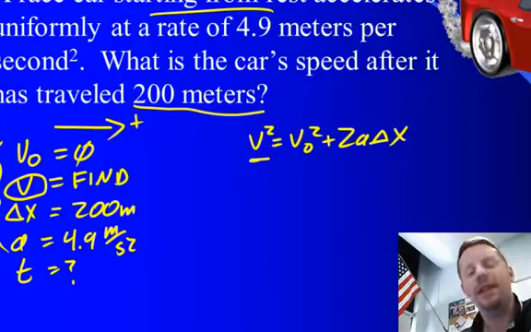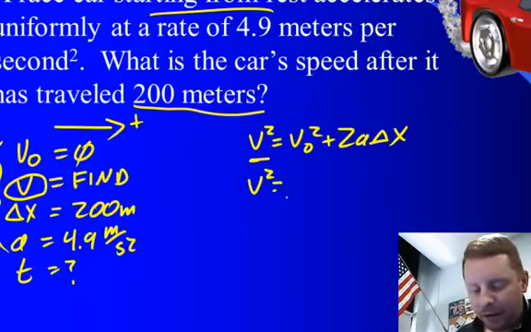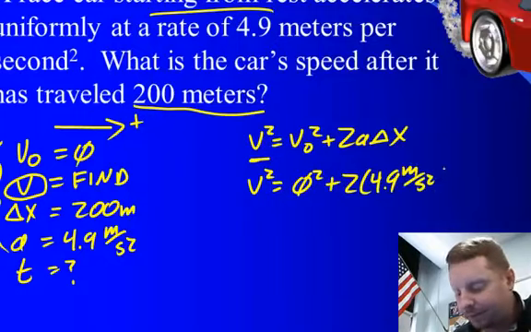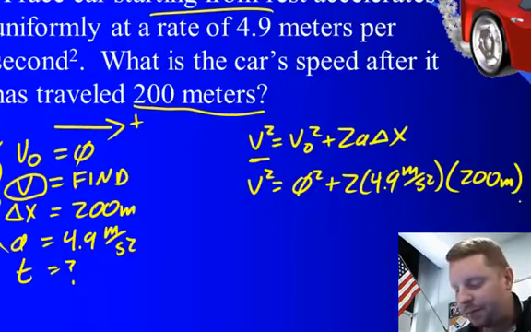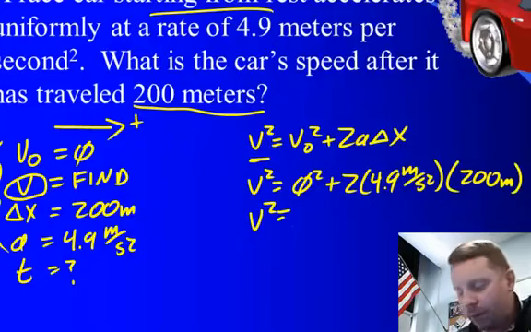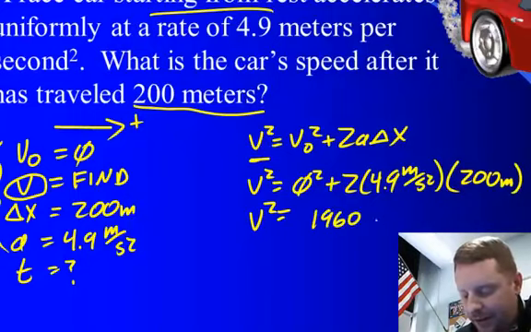We'll substitute in with units. v squared equals v0 squared, that's 0 squared, plus 2 times a, 4.9 meters per second squared, times our displacement, 200 meters. Or, little calculator work, v squared equals 1960 meters squared per second squared.